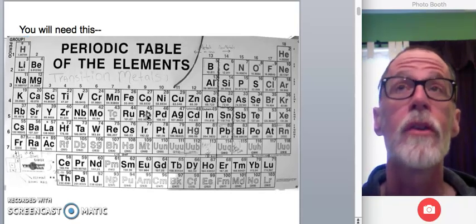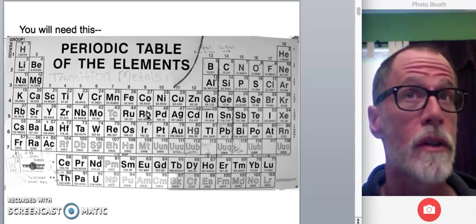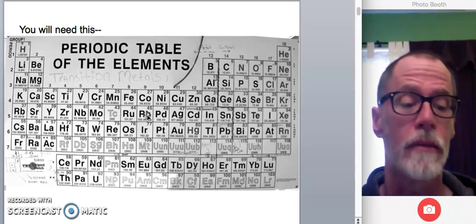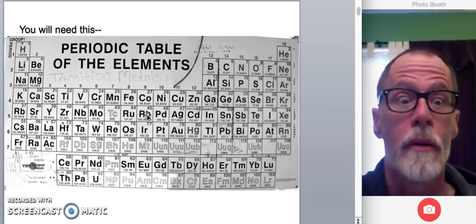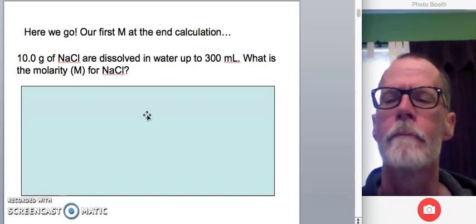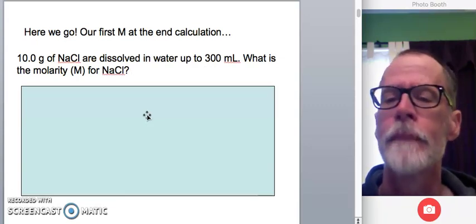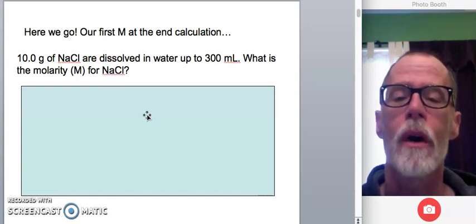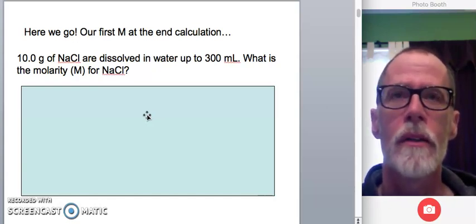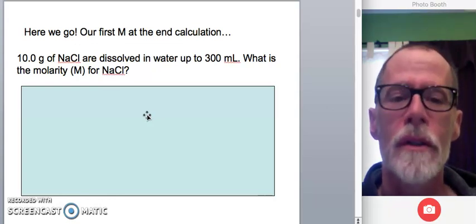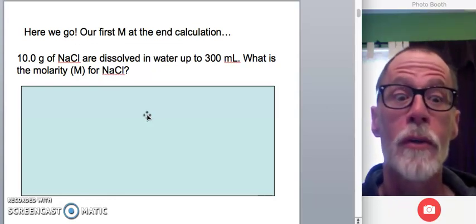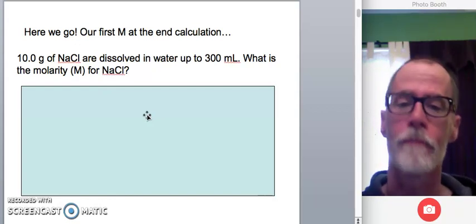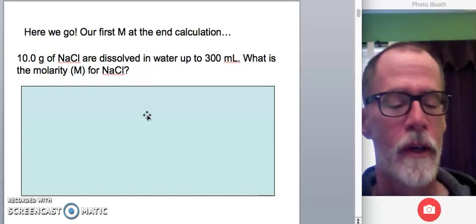You'll need this, and I've posted it on Canvas. Anyway, look at this: 10 grams of NaCl are dissolved in water up to 300 milliliters. You now have salty water. You could do this at home if you wanted. But what is the molarity M for NaCl?